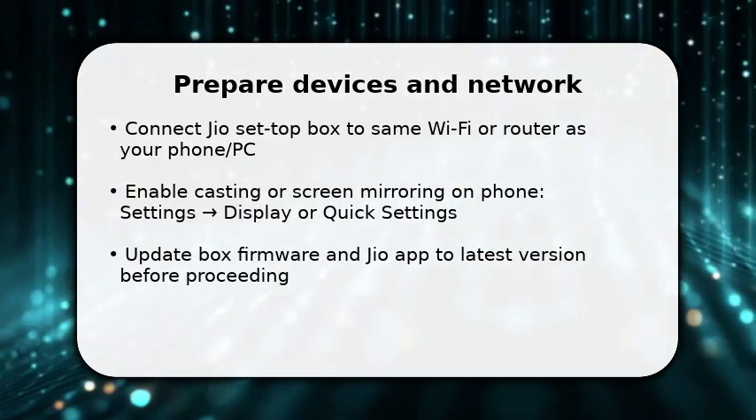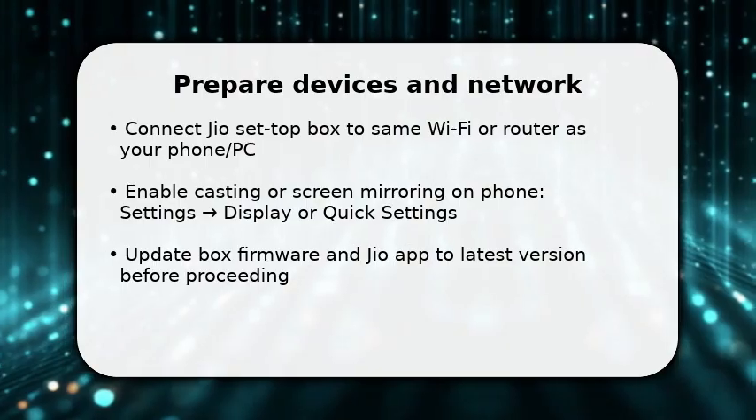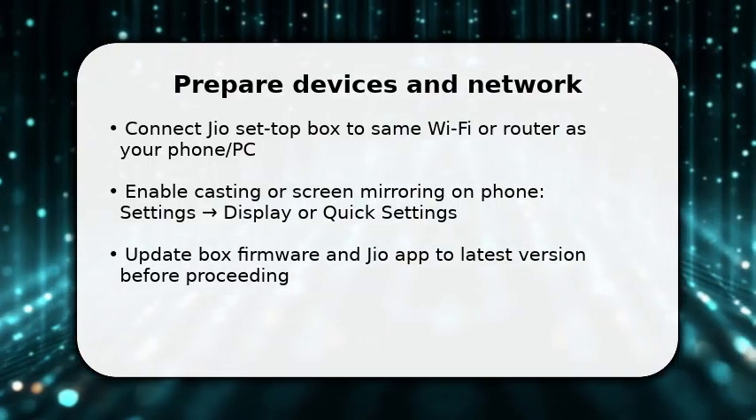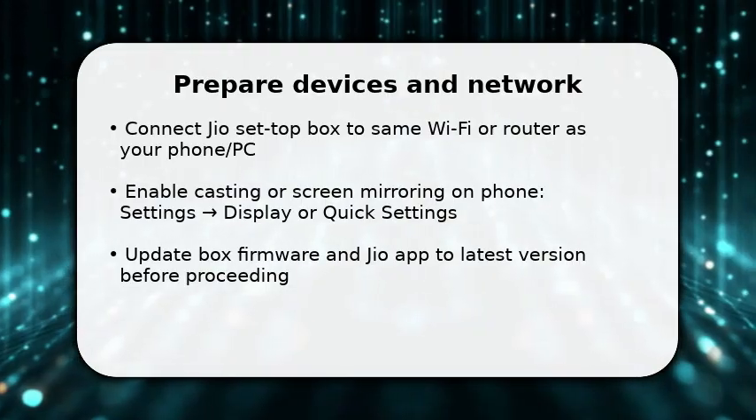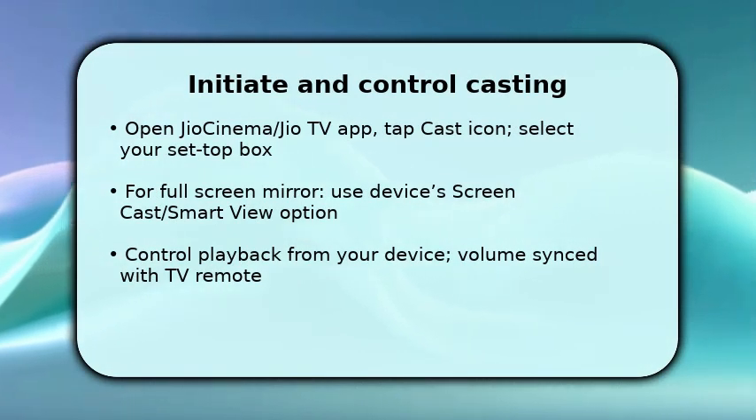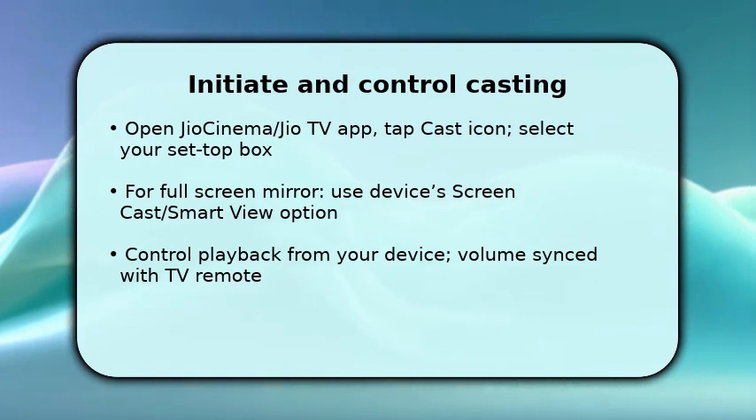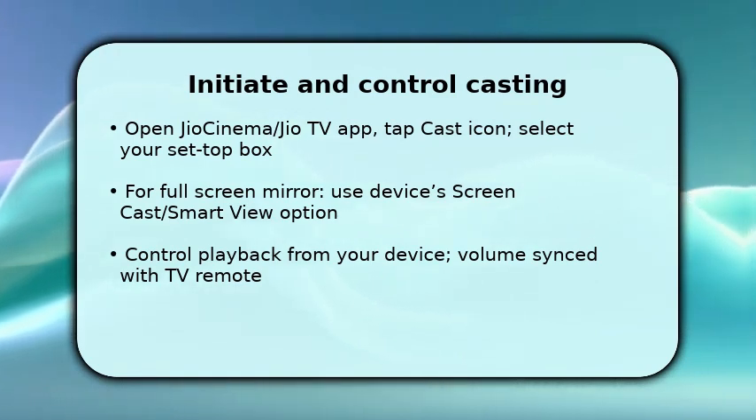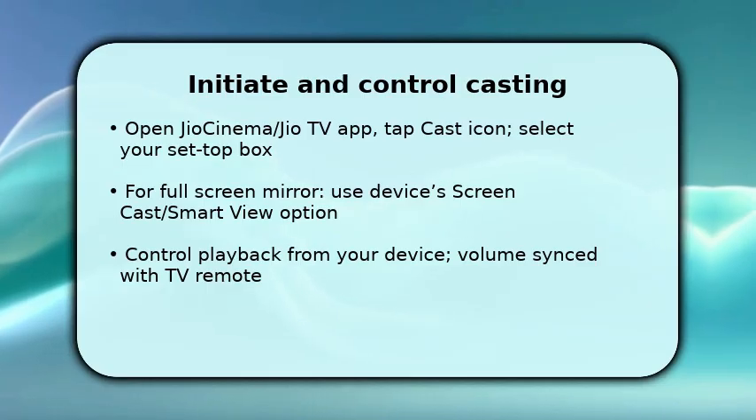Once done, open the Jio app or the media you want to cast and look for the cast icon. Tapping it begins discovery and connects to the box. Once you tap the cast icon and select your set-top box, the app negotiates a stream with the box. This transfers video while keeping playback controls on your device.